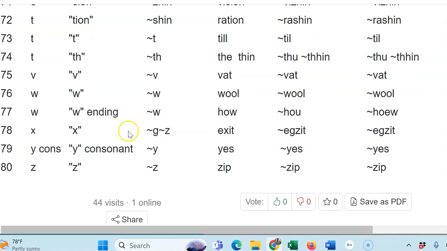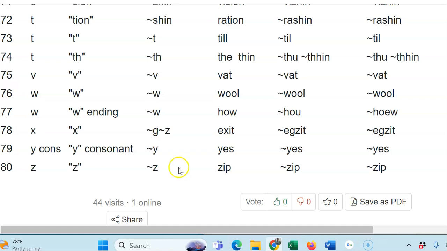W, wool is not a problem. But when it comes at the end of a word, it is a problem. You have to say this word, which is normally how, as hove. Try to get that W sound in there. X has a new sound, just the GZ. So exit. You hear gz, that's an X. Y as a consonant is no problem, yes. And Z as a consonant is no problem, Z.